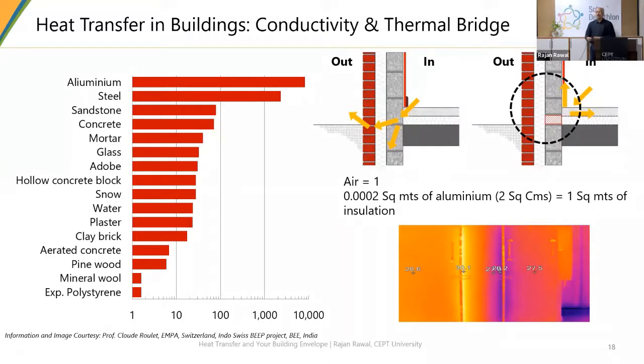conductive material. So when you put a screw through the insulation, which is trying to reduce heat transfer, the screw with a super fast heat flux will start taking heat out. The comparison is that if 1 square meter of insulation is equivalent to 2 square centimeters of aluminum, then the heat which can get transferred from one side to another through 2 square centimeters of aluminum sheet will nullify the impact of insulation.